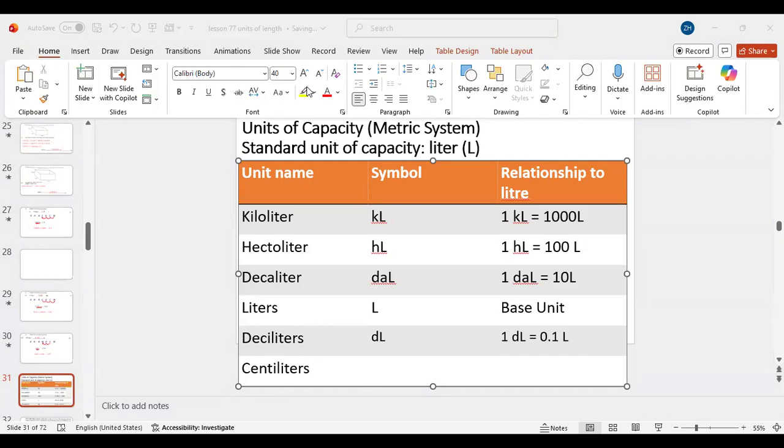All right, but yeah, so we have Senate leaders, and after Senate leaders is what? CL. 1 CL equals 0.01 L. 0.01 liters. 1 CL, yeah.